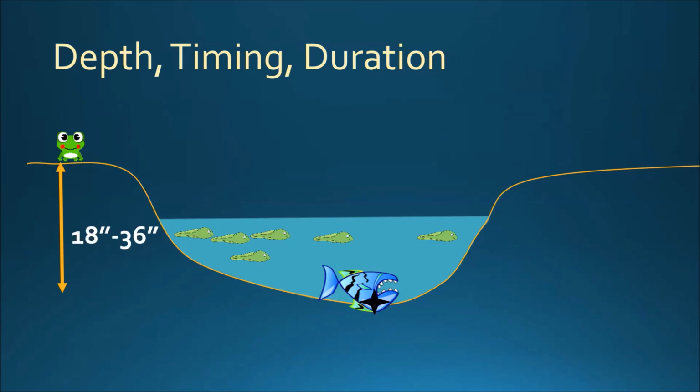And tadpoles, which can not only tolerate these lower oxygen levels, but are also likely to metamorphose and begin breathing air around the time O2 levels drop in the water, have an increased survival when fish are excluded from this area. So we see an increase in frog, toad, and salamander production when these are isolated wetlands away from fish populations.